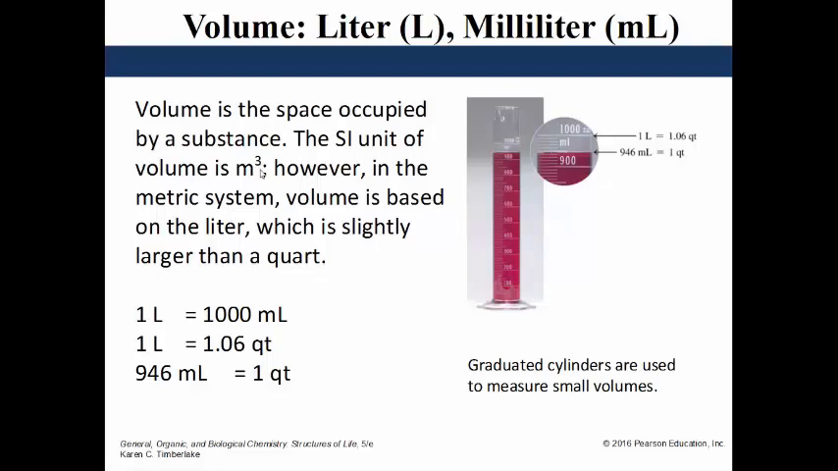But in the metric system, the volume is based on the liter, which is slightly more than 1 quart. So we have some equivalent values down here. 1 liter is the same thing as 1,000 milliliters. 1 liter is also the same thing as 1.06 quarts. And 1 quart is also the same thing as 946 milliliters. And you see those measurements here on this image of the graduated cylinder. Right there, about 946 milliliters equals 1 quart. So just under 1 liter.